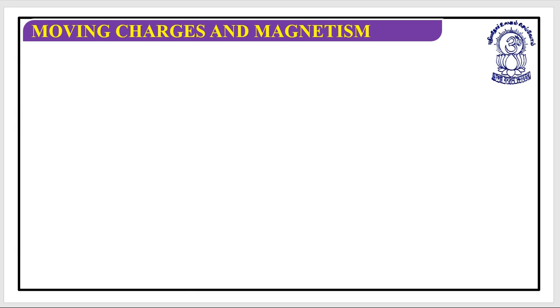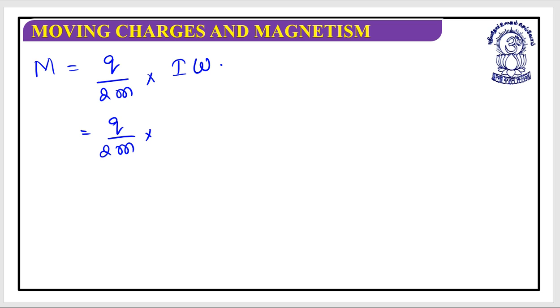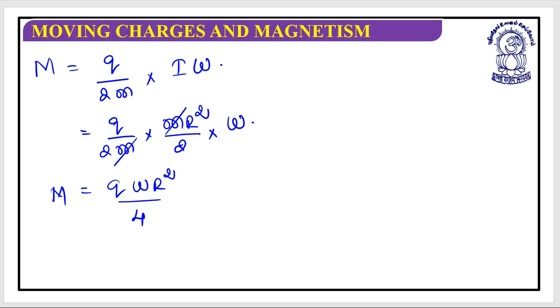So when I write the magnetic moment, it is q by 2m multiplied by I into omega. It was the disk, and for a disk I is mr square by 2, multiplied by omega. This m has gone, and when the 2 has gone, it would be q omega r square divided by 4. This is the magnetic moment associated with a disk of mass m. I hope this is clear.